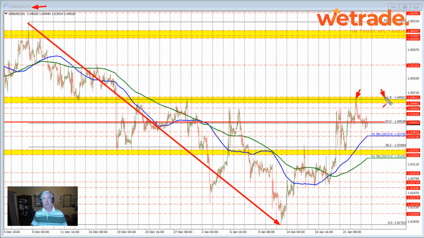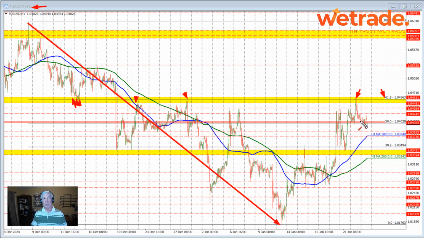That 61.8 came in at 1.0456, and you can see the high price was just right at that level right there. It also was within this swing area here, defined by a number of different swing lows here and then swing highs through here. That combination of floor and ceiling right here was enough to stall the pair. As well, that swing area comes between 1.0448 and 1.0461.